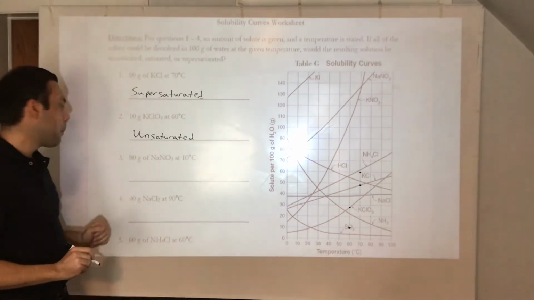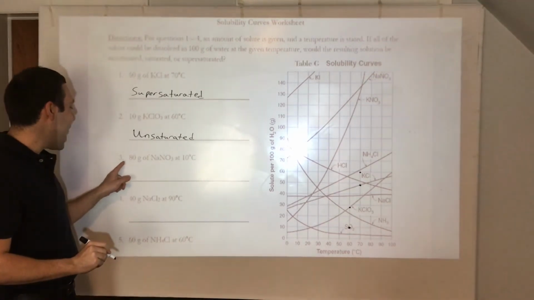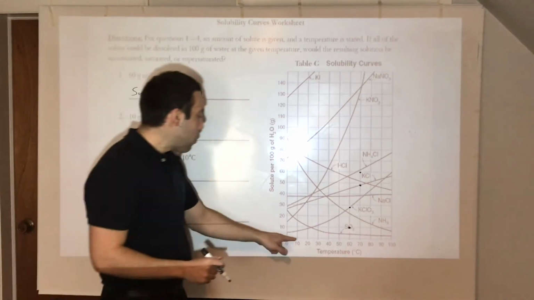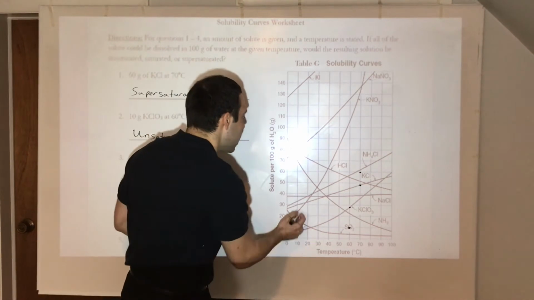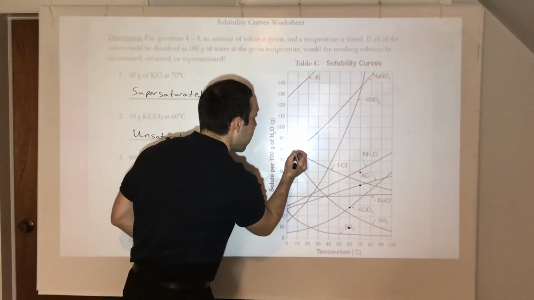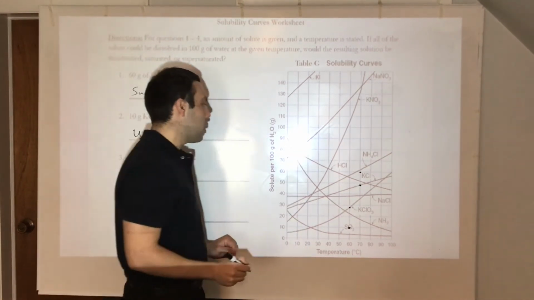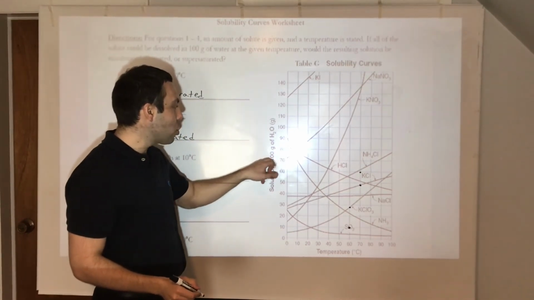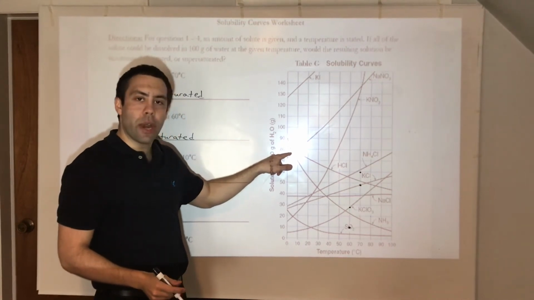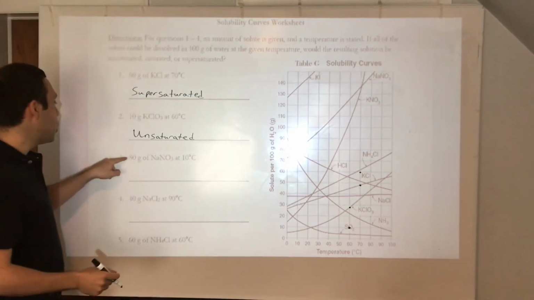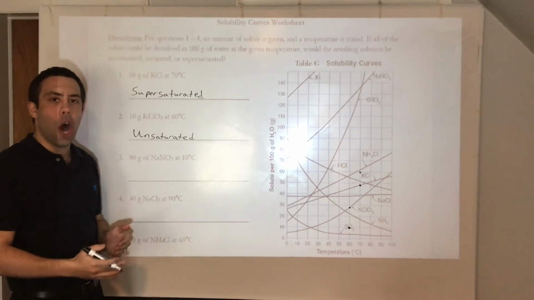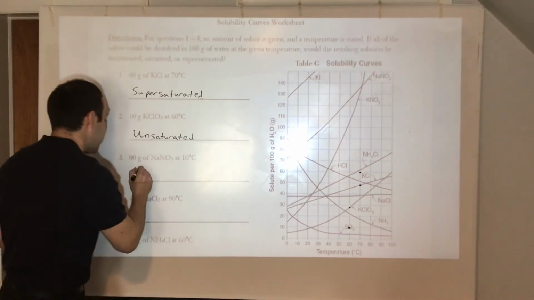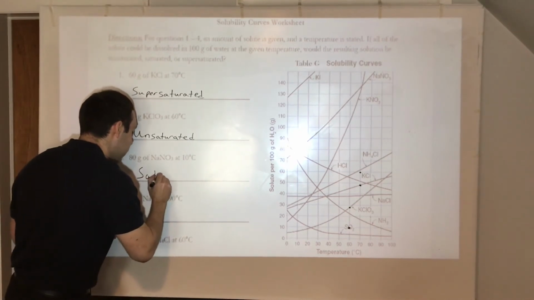Let's try one more. Problem number 3 states that we have 80 grams of NaNO3 at 10 degrees Celsius. We find 10 degrees Celsius. We go to NaNO3, which is right about here, and I see that at 10 degrees Celsius, 100 grams of water can hold 80 grams of NaNO3, which is what we have. The point is on the line. If the point is on the curve, we say that that is saturated.